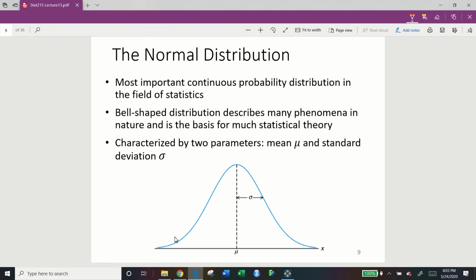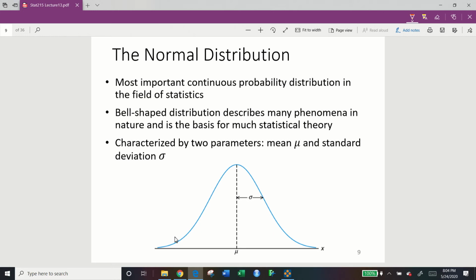So, some things to learn about the normal distribution. It is the most important continuous probability distribution in the field of statistics. It is a bell-shaped distribution and it describes many phenomena in nature, and it is the basis for much of our statistical theory. It's characterized by two parameters, the mean, mu, and its standard deviation, sigma. We can see a drawing of the normal distribution below. The center is where we find our mean, and our standard deviation characterizes our width.